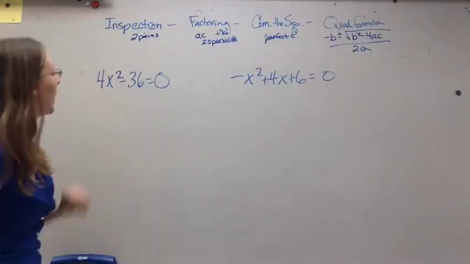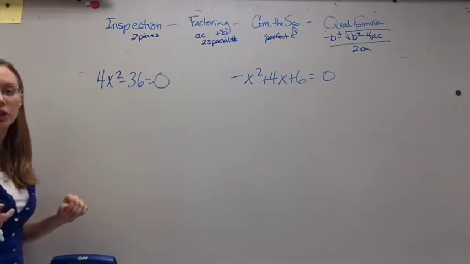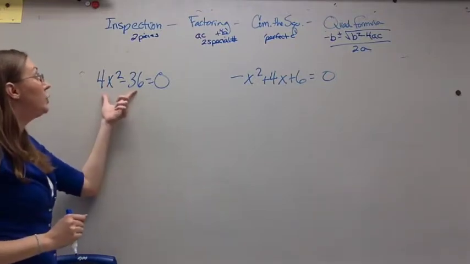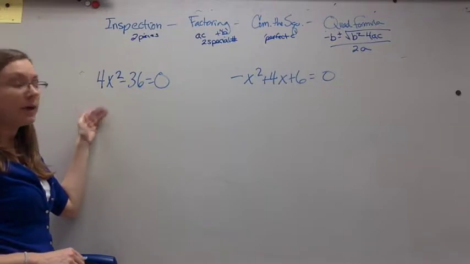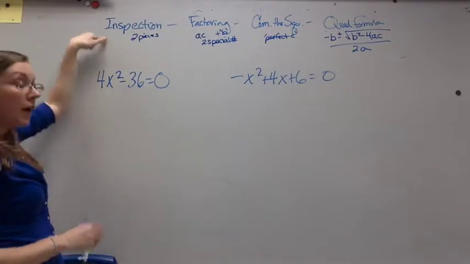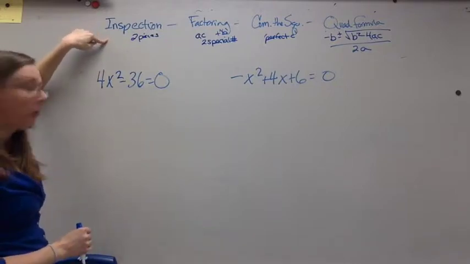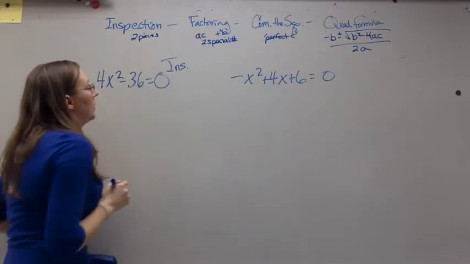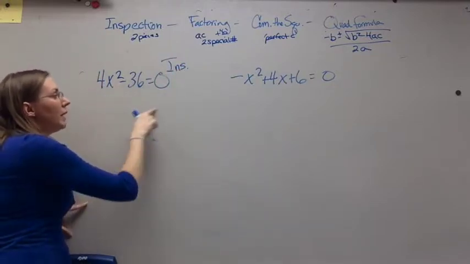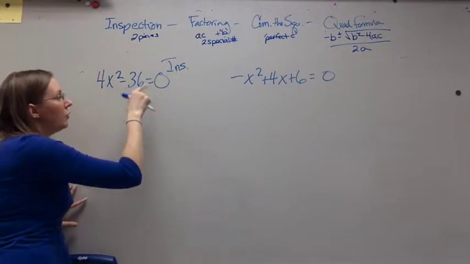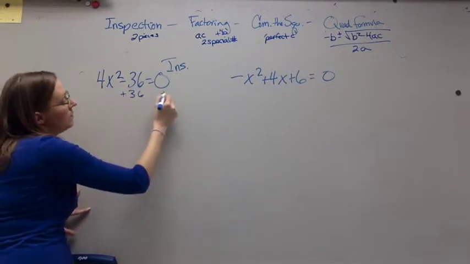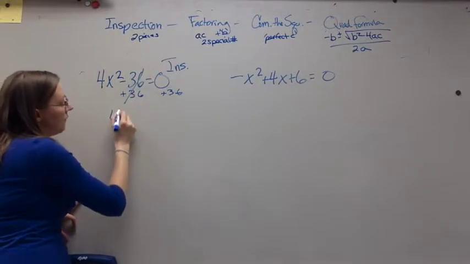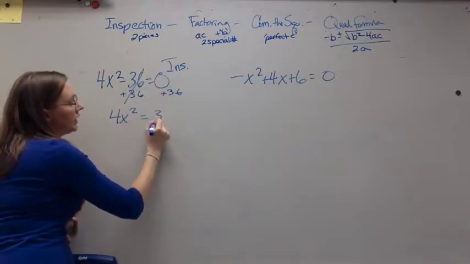The first one is 4x squared minus 36, and initially, I notice it's only 2 pieces. It's missing its b term, meaning that I am only going to use inspection. This is going to be the strategy of choice. I'm going to move my c over here. It's a nice whole number. I'm going to move it over by adding it to each side. Now I have 4x squared equals 36.